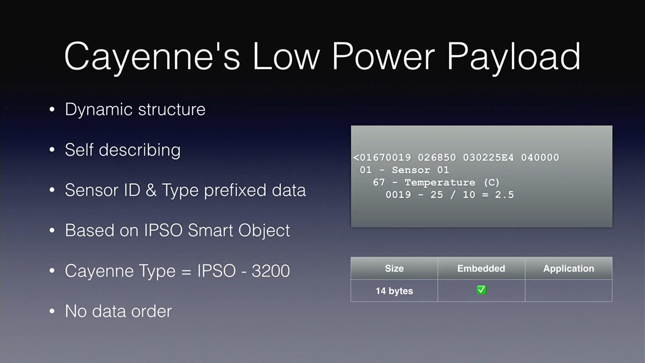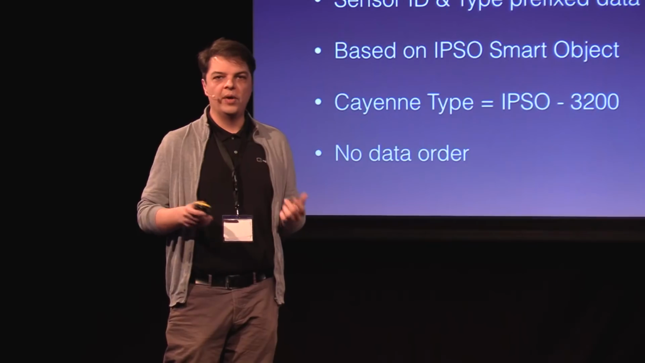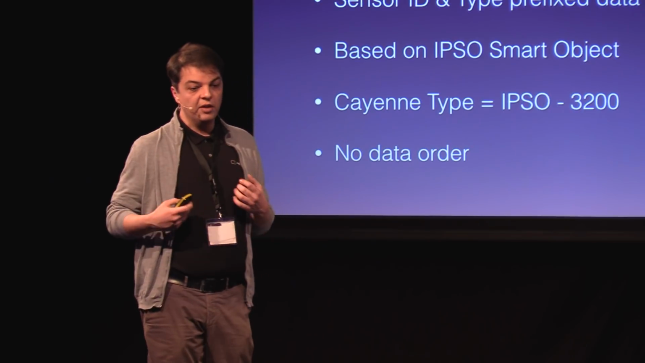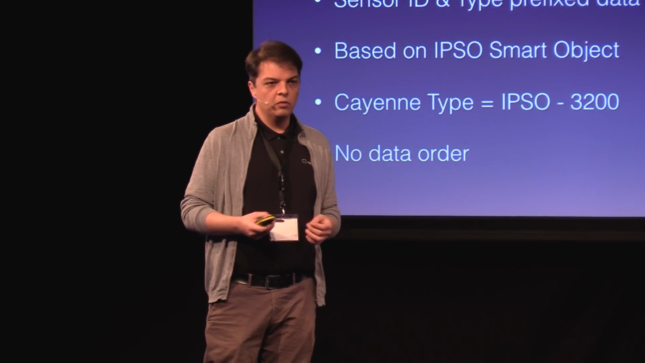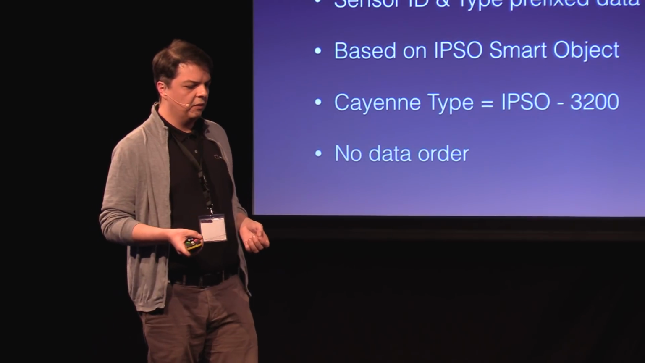The Cayenne LPP payload is a dynamic structure that describes itself. Each data is prefixed by a sensor ID and a type. And the types are based on the IPSO Smart Object Guidelines. IPSO Smart Object Guidelines define a lot of data types that exist, such as temperature, illuminance, actuator, and stuff like that. And we just take the same object ID to reuse in the Cayenne LPP payload. So we don't redefine all the data types, we just reuse something that already exists.